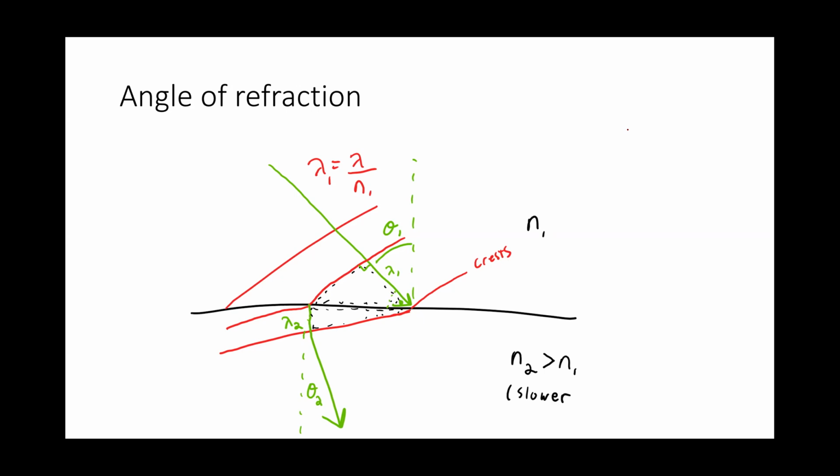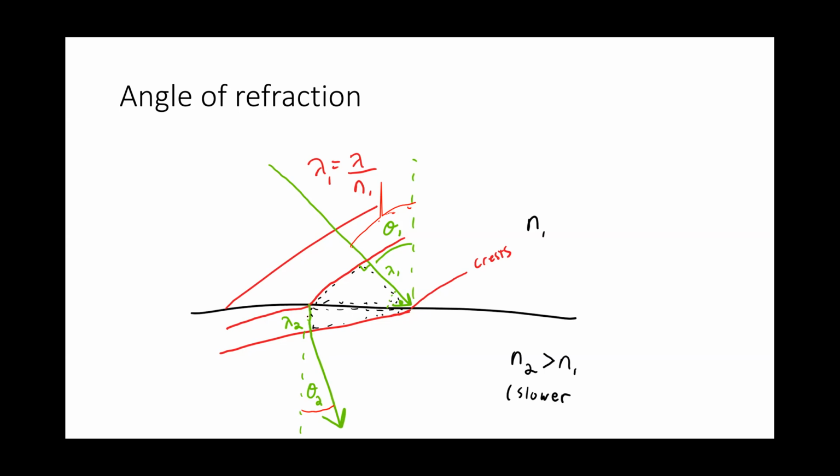I'm going to look at the angle that the wave is coming in at and call that theta 1. I'm going to look at the angle the wave is coming out at and call that theta 2. Again, these angles are being defined from the normal to the surface, so from this line that's perpendicular to the boundary. And what I want to do is draw some similar triangles and use some trig.